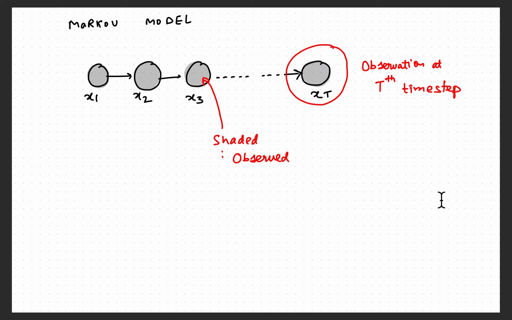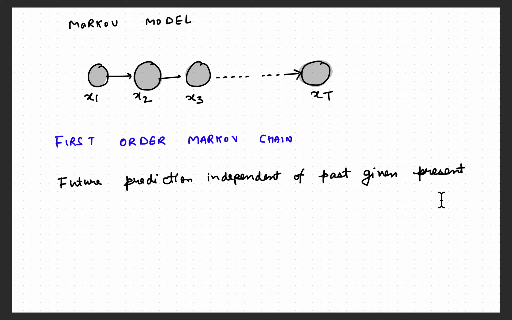What do you think this means? Now, this is a very simple graphical model that we have presented. What do you think the arrow is indicating? So the arrow is telling about the relation between x1 and x2. That x2 depends on x1, x3 depends on x2, and so on and so forth.